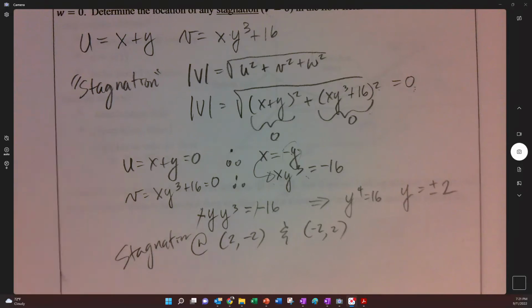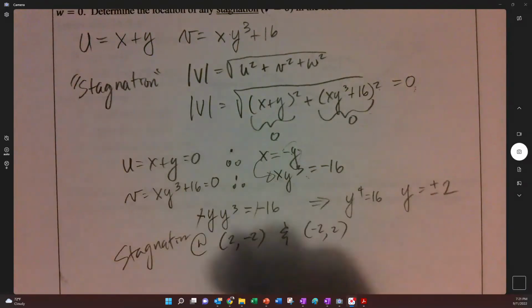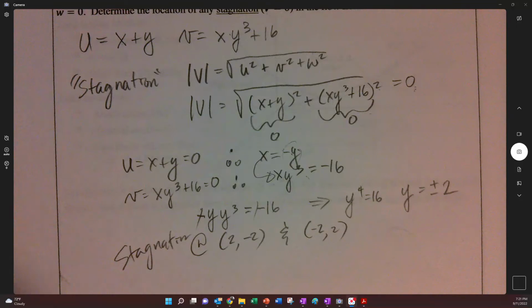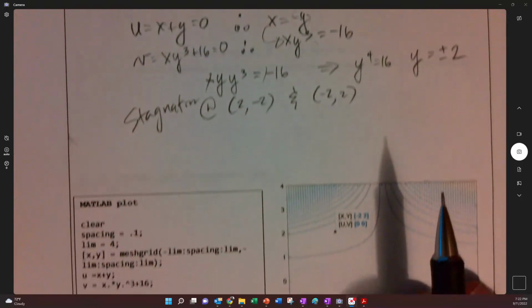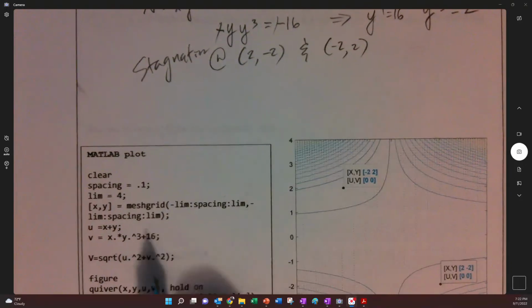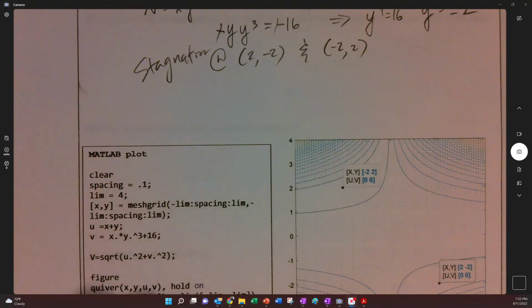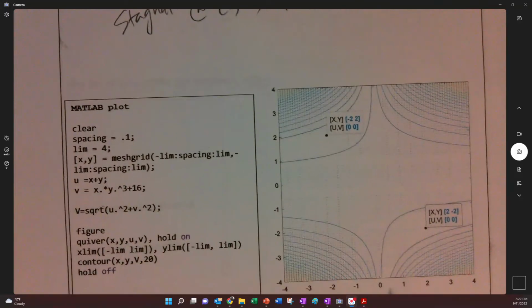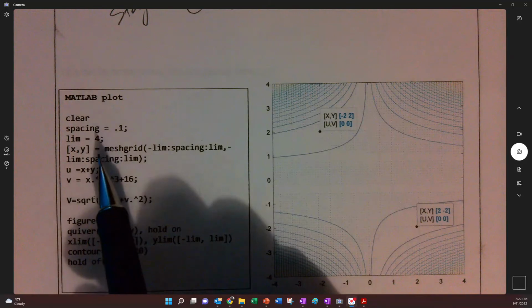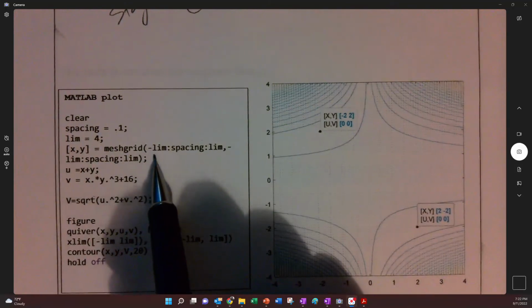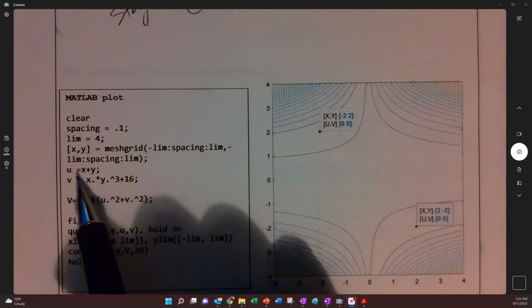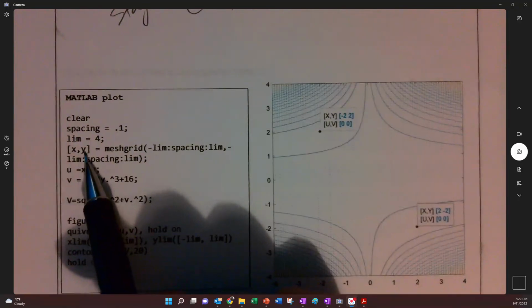And we could try this to see now, because this is sort of a boring thing. When I first did this example, I thought, you know what I'm going to do? I'm going to make another MATLAB plot out of it. So I created a spacing of 0.1, and limits of 4. Here's the plot I tried to create. I created a mesh grid going from the negative limit to the positive limit with a spacing in between. So this is just a series of numbers of x's and y's.